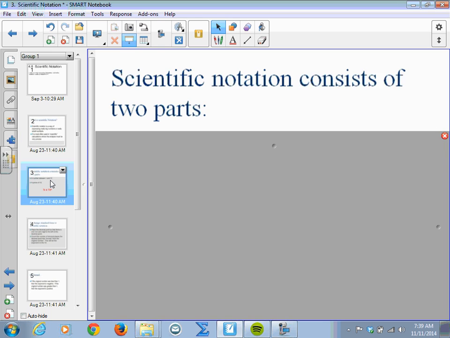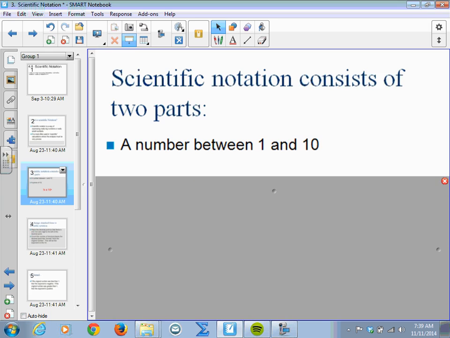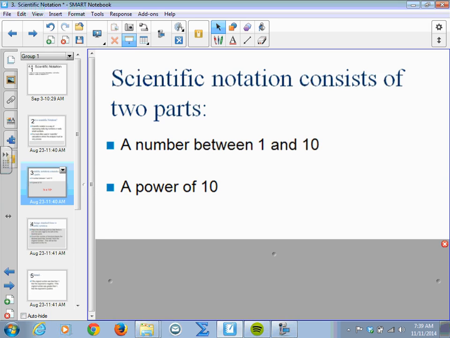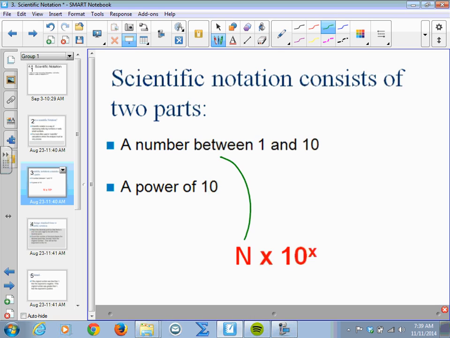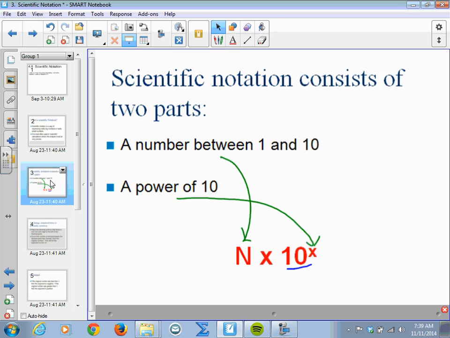So there are two parts of a number in scientific notation. The first part, we have a number between 1 and 10. And then the second part is a power of 10. So the form is going to be n, which is some number between 1 and 10, times 10 to some power of 10. That can change. The 10 will always be there, though. That is a given and automatic.